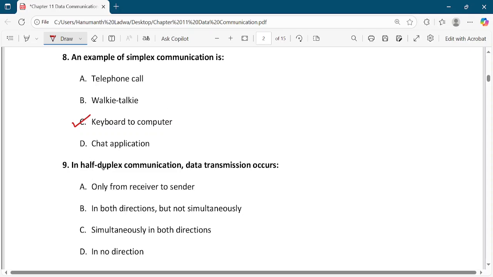Question number 9. In half duplex communication, data transmission occurs. Option A, only from receiver to sender. B, in both directions but not simultaneously. C, simultaneously in both directions. D, in no direction. Here option B, in both directions but not simultaneously is the right answer. So here for this particular type of communication, walkie-talkie is the best example.